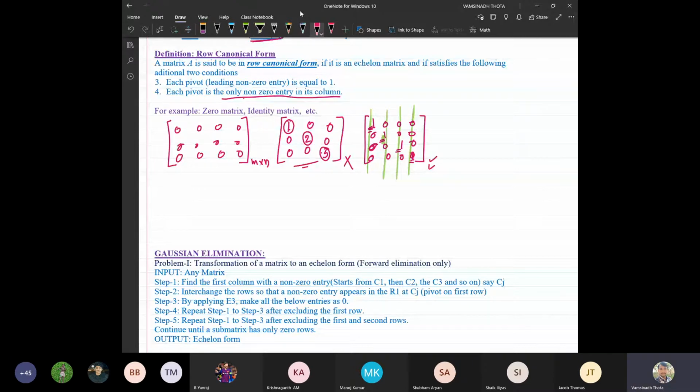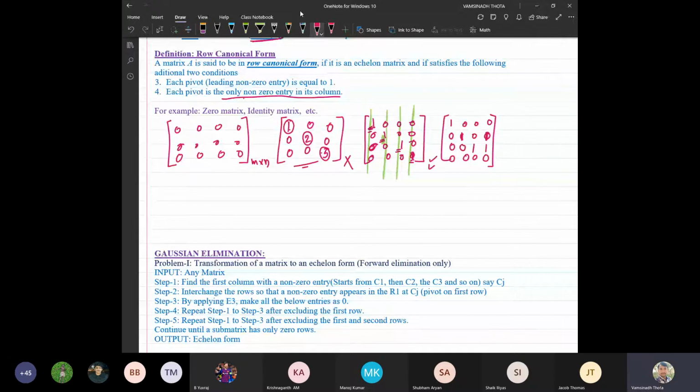Okay. Now let us take this example. Let us take this one: 1, 0, 0, 0, 0, 0, 1, 0, 0, 0, 0, 1, 1, 0, 0, 0, 0, and let me take this also as 1. Now you check whether it is in the row canonical form or not. It is in the row canonical form.